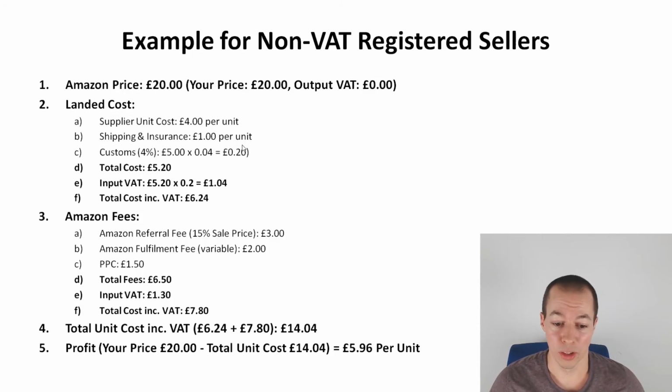And then all you need to do is very simply deduct that from your selling price. So £20 minus £14.04 is a £5.96 profit margin.